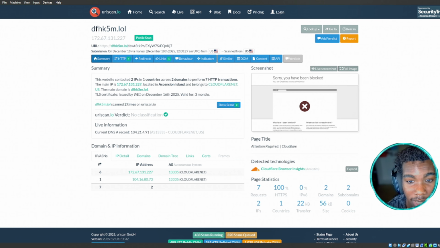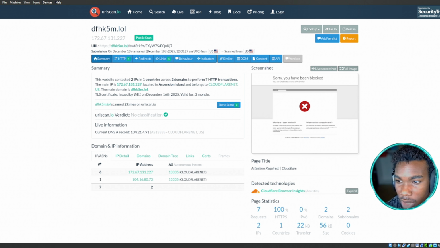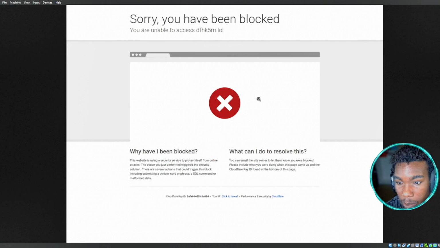So URLScan didn't give a verdict, so this could be a little new, and this just shows exactly why you shouldn't rely on one tool, because if you did, you could have just seen this no classification and assumed that that URL wasn't malicious, even though we saw from VirusTotal a little earlier that it was. We also see this screenshot here that we could put inside of our report that says, sorry, you have been blocked, you're unable to access this, and this must have been taken down because of the fact that this was a phishing link. So that also tells us that this was a phishing email.